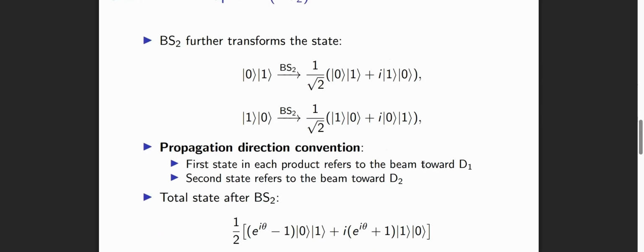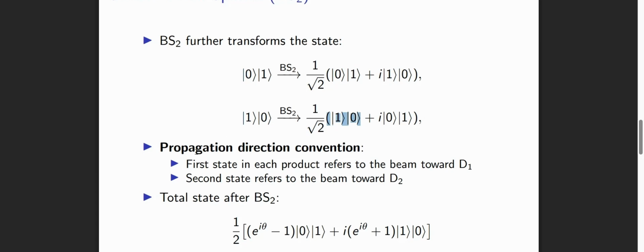So the state after passing through the BS2 can be written as, so basically these transformations are known to us. That is, the 0,1 state will transform into 0,1 plus iota times 1,0. After that is the reflected part, and the 0,1 is the transmitted part. And in a similar way, the 1,0 state will also transform: the 1,0 is the transmitted part, and then iota times the reflected part.